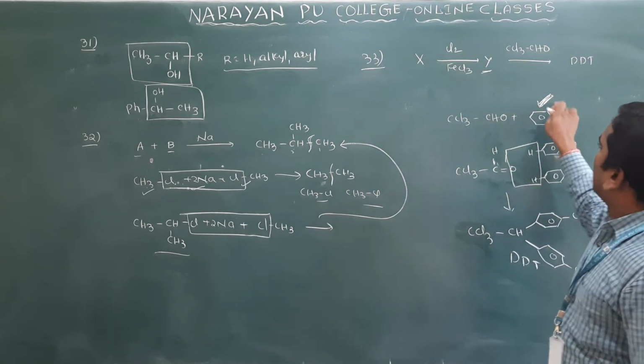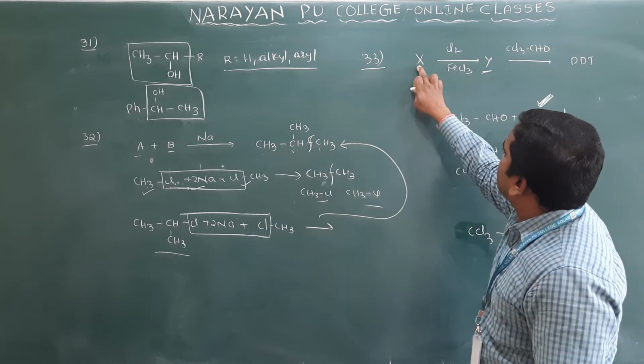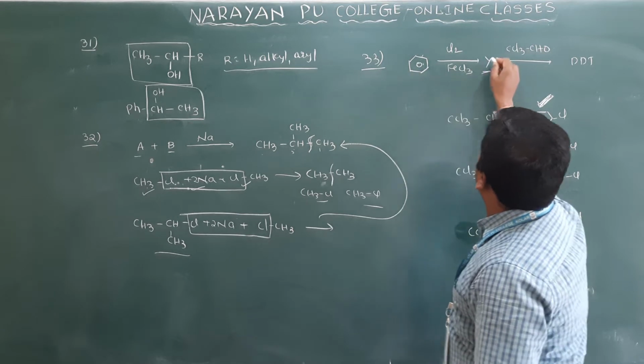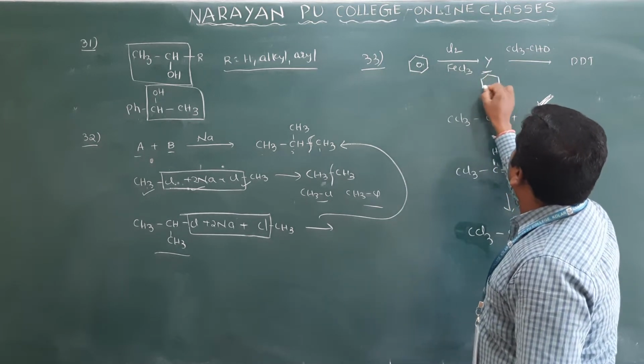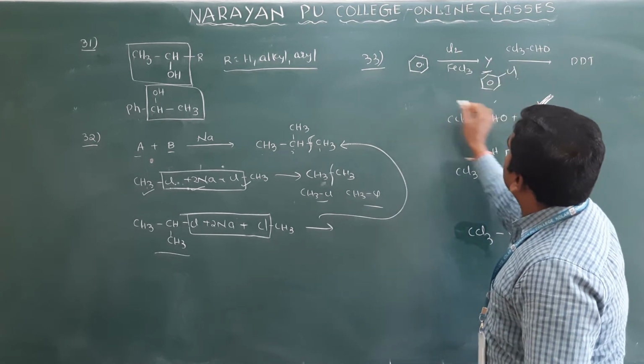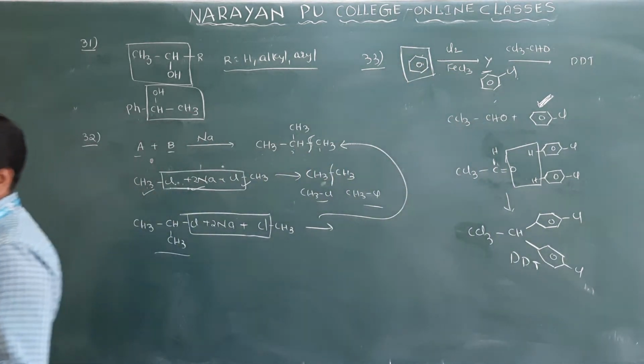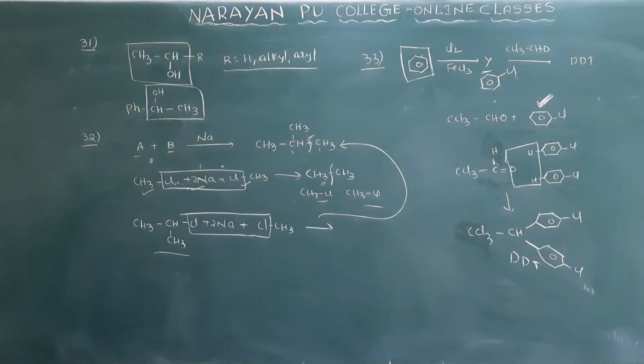Chlorobenzene should come. Chlorobenzene, how will you get it from X? Take the benzene here, do the chlorination, then what will you get? You will get chlorobenzene here. So what should be the X here? Benzene. X should be benzene. Clear?